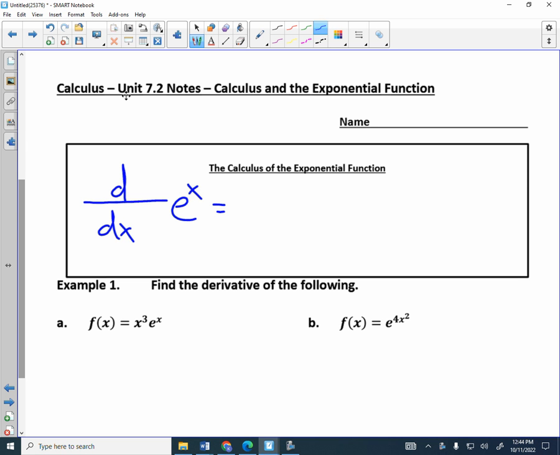The derivative of e to the x, Gavin? E to the x. E to the x is so wonderful because the derivative of it is itself. The derivative of it is itself.